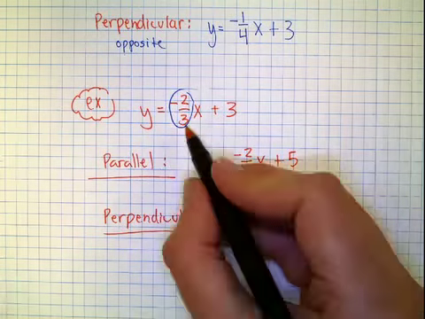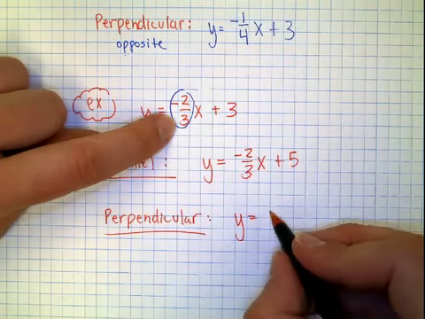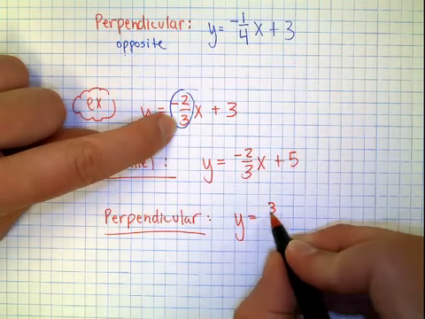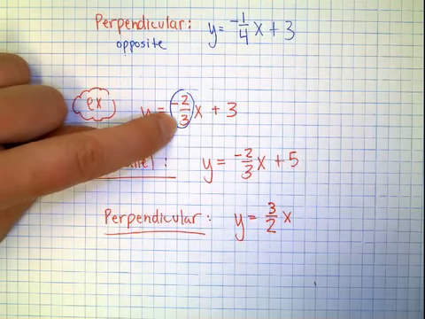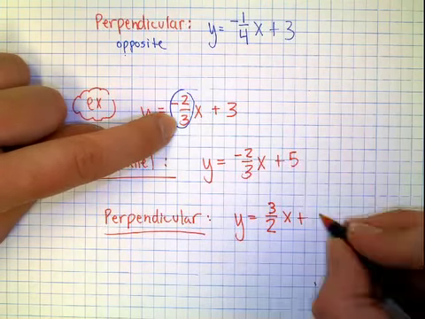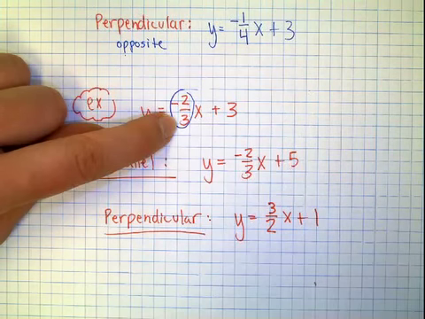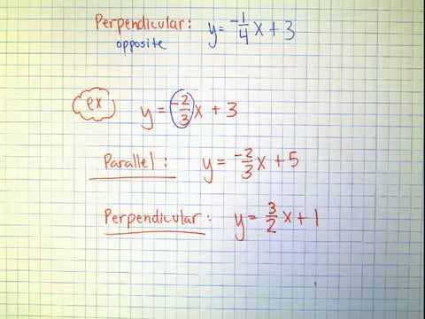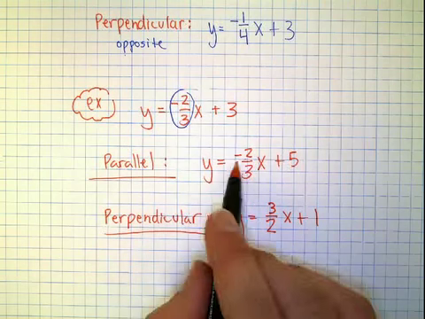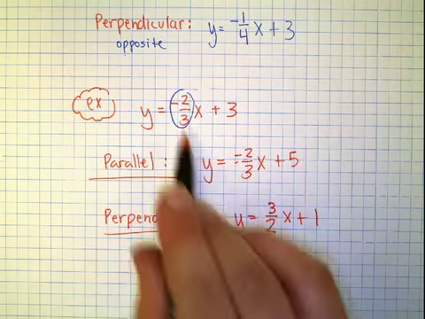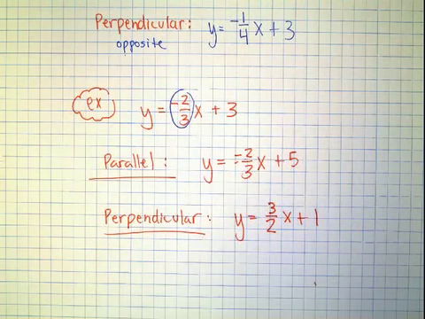Then for perpendicular, it's going to be the opposite. So instead of y equals negative 2 over 3, it's going to be positive 3 over 2. Positive 3 over 2x. Plus whatever you feel like. Plus 1. Plus 12. Plus 100. I don't care. Anything. Plus something. That'll be my perpendicular rule. So hopefully that kind of helps. Parallel has the same slope. Perpendicular has the opposite slope.